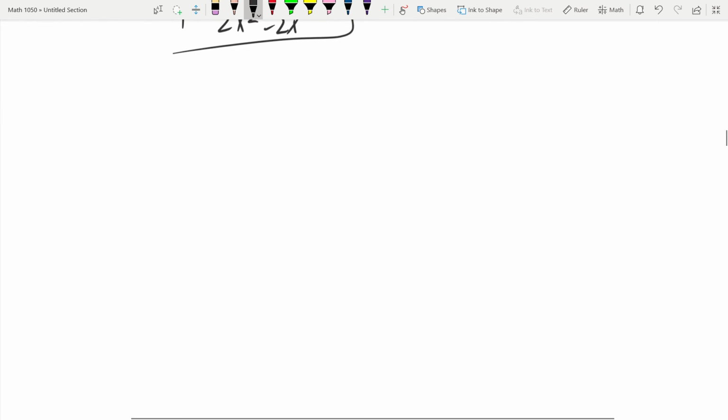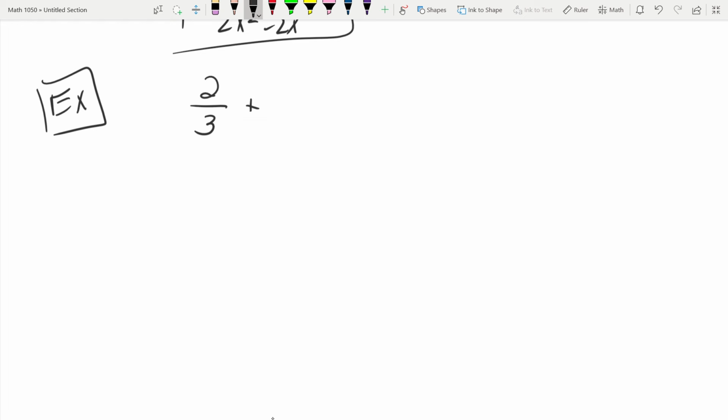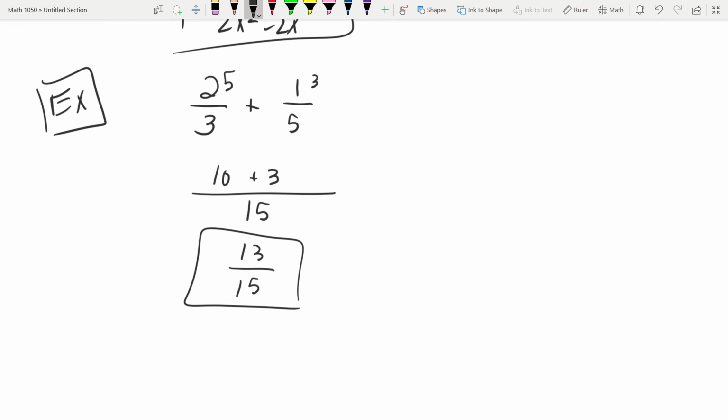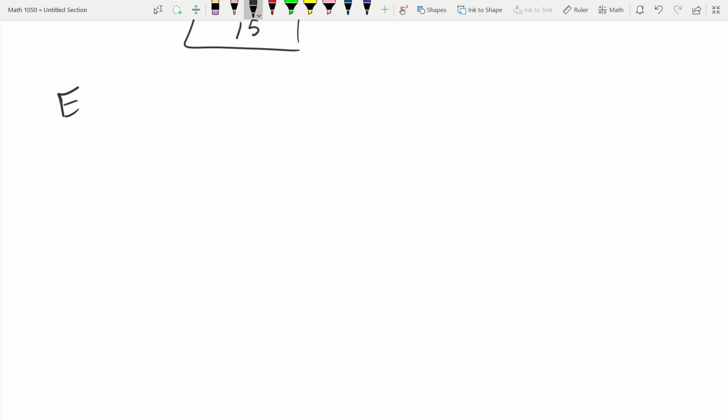Okay? All right, let's talk about adding fractions. Okay, so if you're adding fractions, you have to get a common denominator. So for example, 2 over 3 added to 1 over 5. Common denominator, you pull those together. 5 times 3 is 15. This one's got the 3, it's missing the 5. 3 times 5 is 15, so 2 times 5 is 10. This guy, 5 times 3 is 15. So 1 times 3 is 3. Add those together, you get 13 over 15. Okay? Let's add fractions that involve variables.